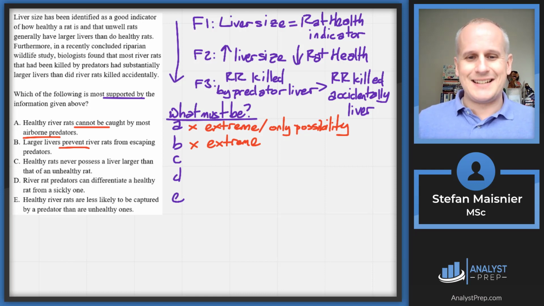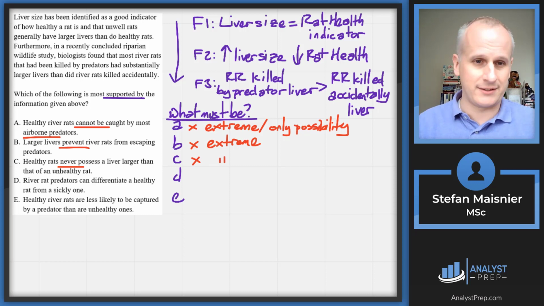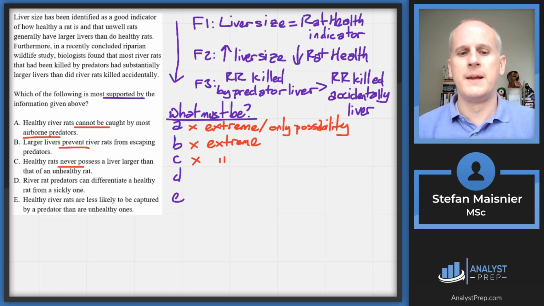Healthy rats never possess a liver larger than that of an unhealthy rat. Again, this is too extreme. We don't know that it's never the case that a healthy rat has a larger liver than an unhealthy rat, so that too can be chalked up as extreme.